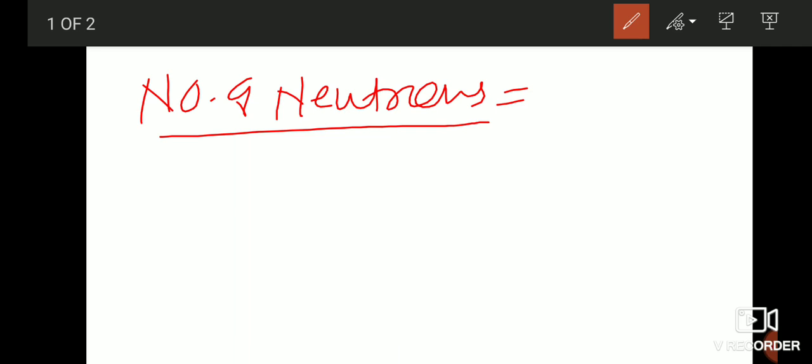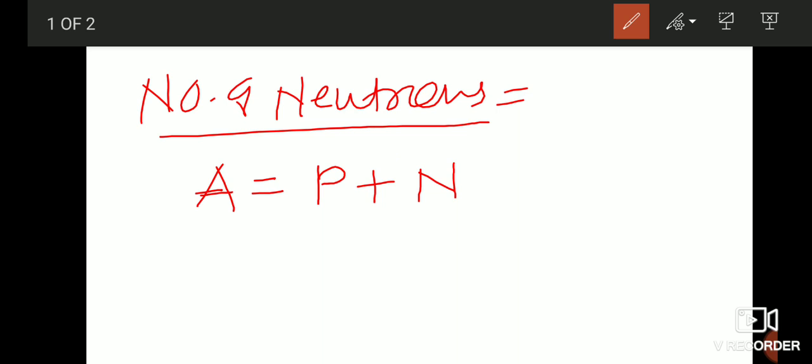As we know, A is equal to what, students? A means what? Just now we discussed, it is the mass number. So mass number is equal to what? Number of protons plus number of neutrons. If you write capital N also, no problem.